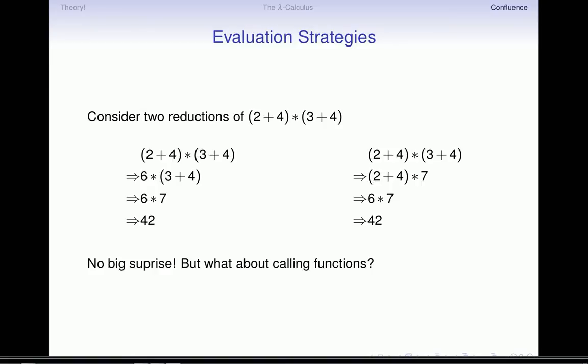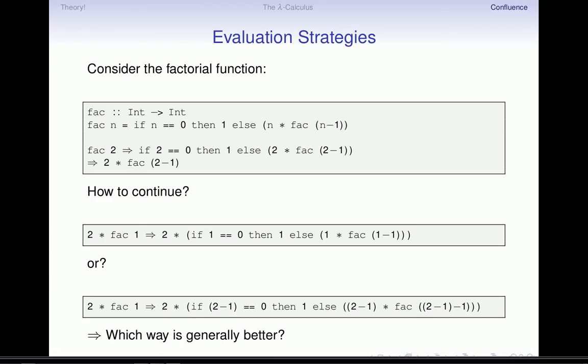This should not come as a big surprise to you, of course. But what about calling functions instead of just doing basic arithmetic? Consider the factorial function. The factorial function fac, we have seen it before in the lambda calculus, is a function that takes an integer and returns an integer. So fac called on some integer n is defined as: if n is 0, then return 1, else return n times fac of n minus 1.